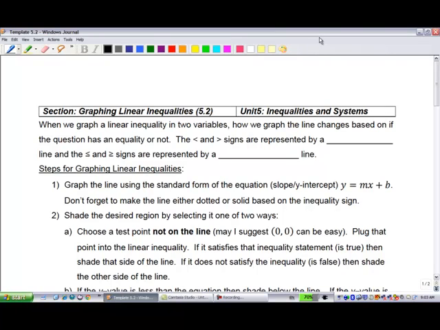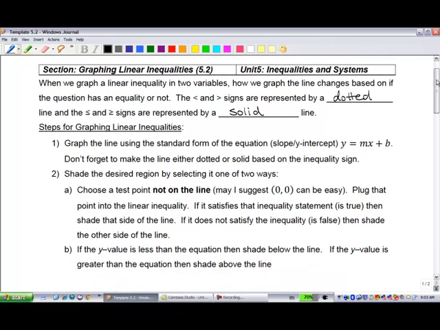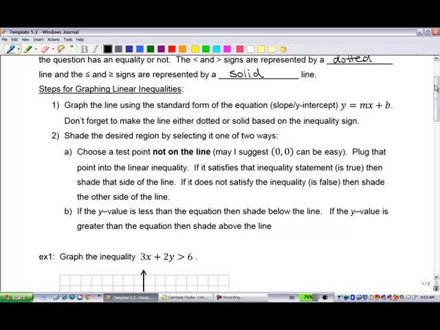So the less than and greater than signs are represented by a dotted line. If we see that kind of sign, we're going to represent the line with a dotted line rather than a solid line. And the less than or equal to and greater than or equal to signs are represented by a solid line. So not terribly difficult in terms of how we do it. It's the exact same as graphing just a regular line, which we've done a lot of, but more about should we make it a dotted line or a solid line.